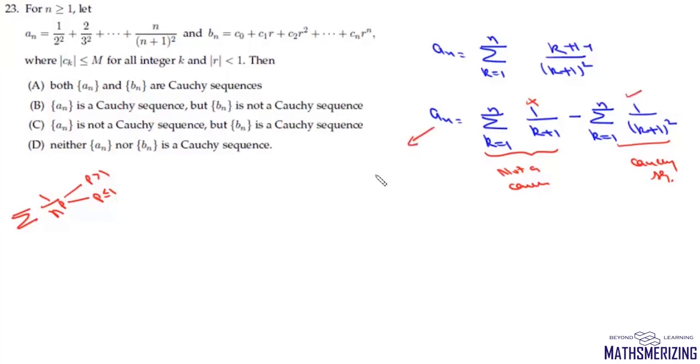That means this an is not a Cauchy sequence. Now what about bn?